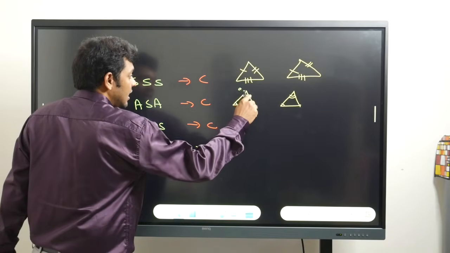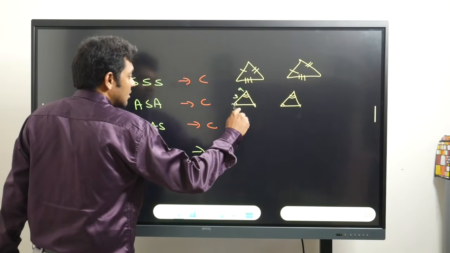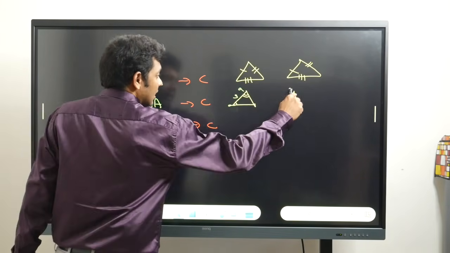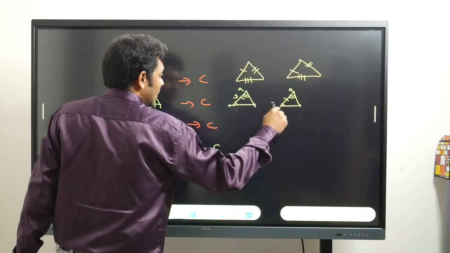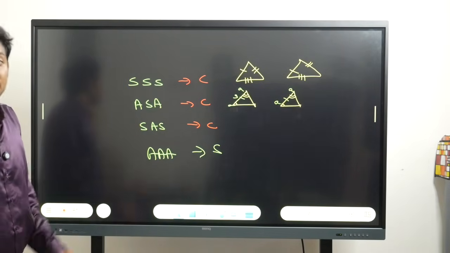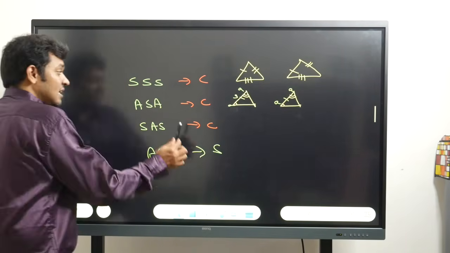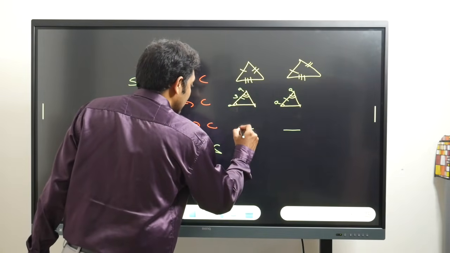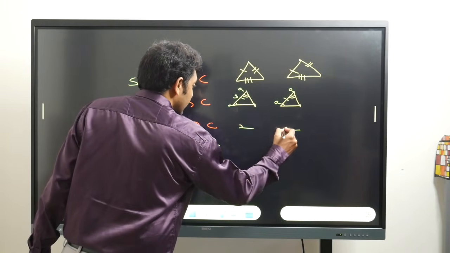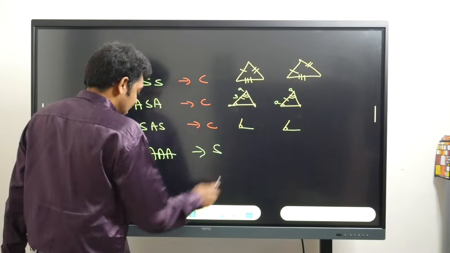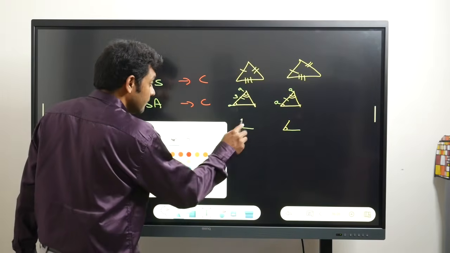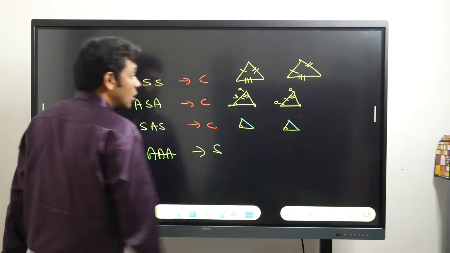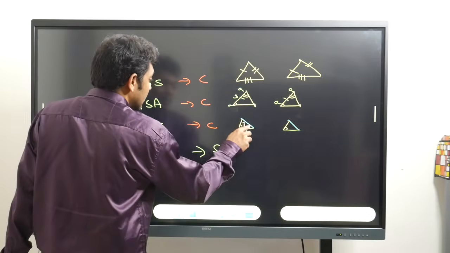Right? ASA: this angle, this side, and this angle are equal. That is also congruency. SAS, side angle side: one side is equal, the included angle, and the third side. These two triangles will also be congruent.